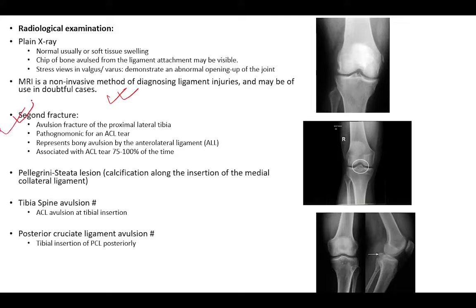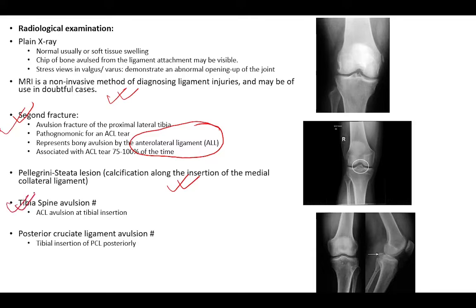A Segond's fracture is an avulsion fracture of the proximal lateral aspect of the tibia, which is pathognomonic of an ACL tear. It represents the bony avulsion of the anterolateral ligament and is associated with an ACL tear 75 to 100% of the time. A Pellegrini-Stieda lesion is a calcification along the insertion of the medial collateral ligament, which may indicate injury or degenerative changes.